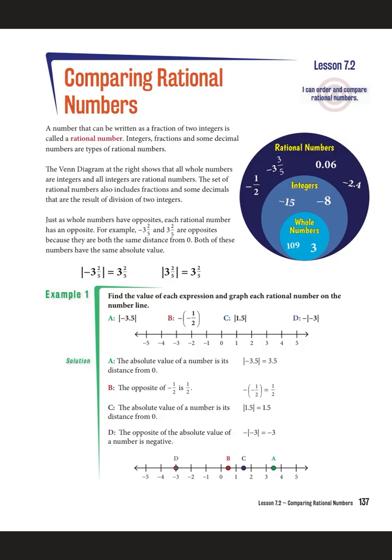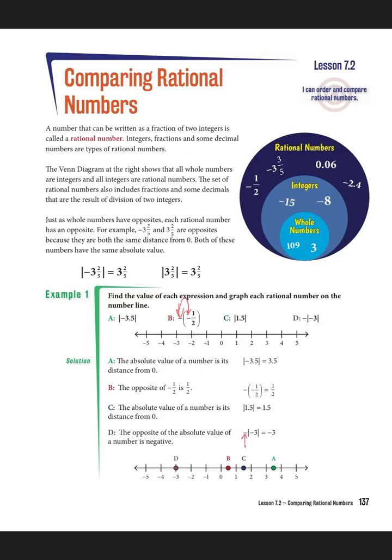For B, we've got the negative, or the opposite, so this negative sign in front can be read as the opposite of negative 1/2. So for part B, the opposite of negative 1/2 is 1/2. For part C, the absolute value of a number is its distance from zero, so the absolute value of 1.5 is 1.5. So then on part D, it says the opposite, so the negative sign on the outside.